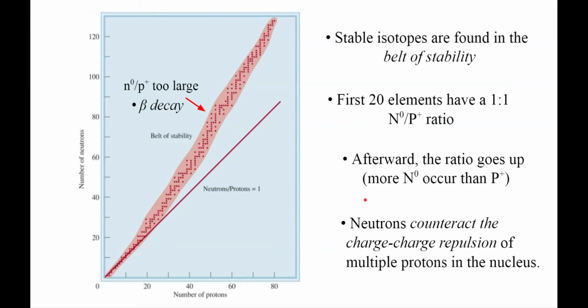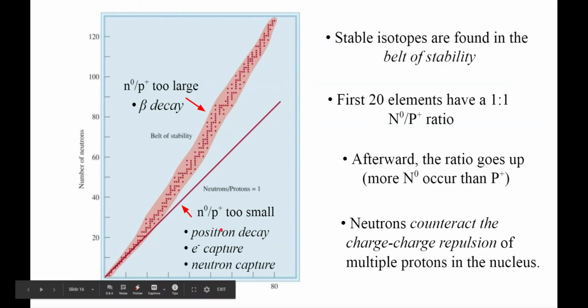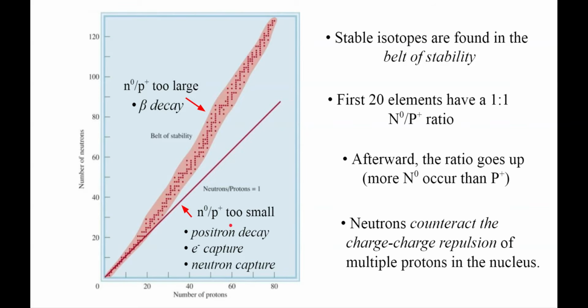Now, we can also use this chart to kind of pinpoint what types of decay we might see. So if you have too many neutrons, if you're above this curve and there are more neutrons than protons, then you're more likely to see beta decay. If you have an excess of protons, then you'll be under the curve. This is where you might see positron decay, electron capture, or neutron capture. Alpha, beta, spontaneous fission, those are ones that happen at much, much higher masses. So super heavy isotopes.